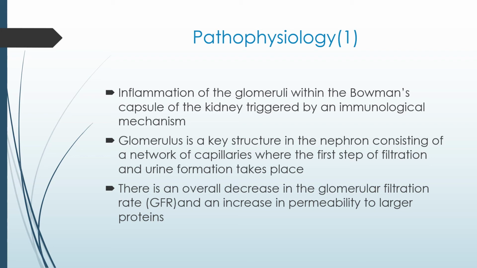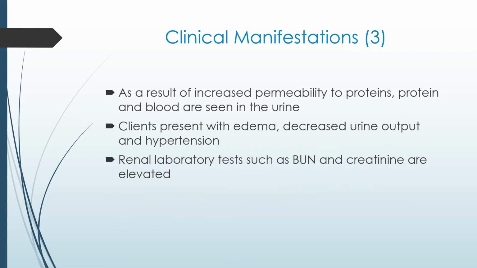And there is an overall decrease in the glomerular filtration rate, the GFR, and an increase in permeability to larger proteins. So as a result of increased permeability to proteins, protein and blood are going to be seen in the urine when we do that urinalysis. Clients will present with edema, a decreased urine output, and they will be hypertensive. Renal lab studies such as BUN and creatinine are going to be elevated. So again, this is why we've discussed all of those lab studies, the serum creatinine, the BUN, the BUN creatinine clearance ratio.